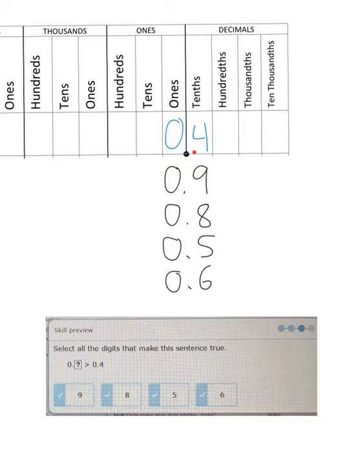But for me, okay, 0.4, 0.9, yep, that's bigger than 0.4, because 9 is bigger than 4 in the tenths column. 0.8, yeah, that's greater. 0.5, that's greater, and 0.6, that's greater. So they are all, if put in this question mark place, greater than 0 and 4 tenths. 0 and 9 tenths, 0 and 8 tenths, 0 and 5 tenths, 0 and 6 tenths, all greater than 0 and 4 tenths.